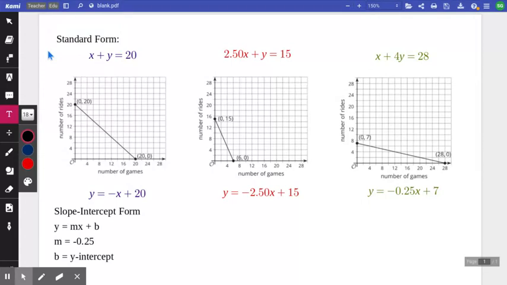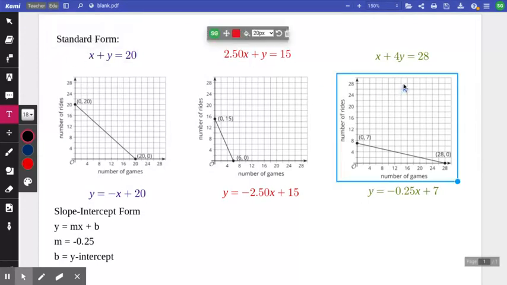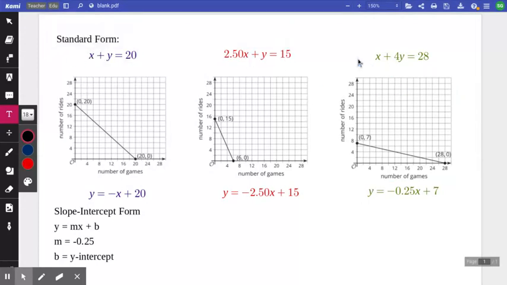Well, for standard form, remember at the very beginning of all this, I gave you these equations and I asked you, what do they mean? What do they tell us? And we had figured out one of the benefits of it being in standard form is it tells you that unit price. This one right here is telling me that each game costs $1, each ride costs $1. This equation here tells me each game costs $2.50, each ride costs $1. This last one tells me each game costs $1, each ride costs $4. So the benefit of standard form is it's telling you that unit price.